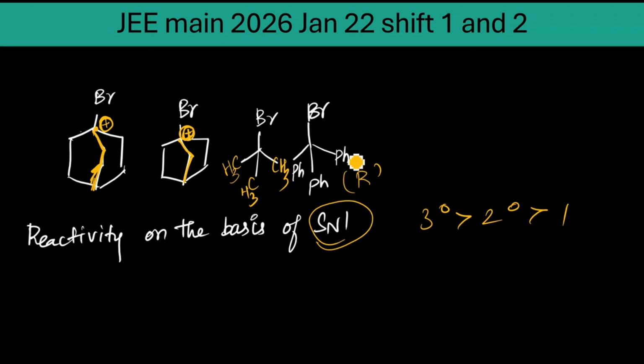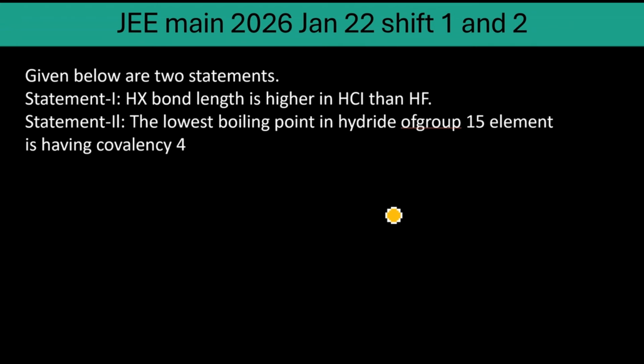So the triphenyl methyl cation comes first, and then tertiary. Of the first and second, the first will be more reactive. The first will have more space on the bridge, so there is less repulsion, and the second comes next. The second will be the least.